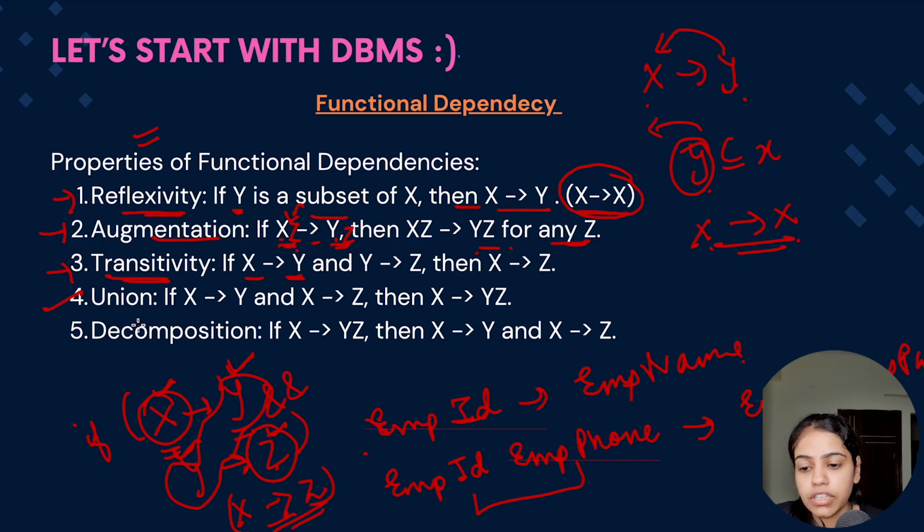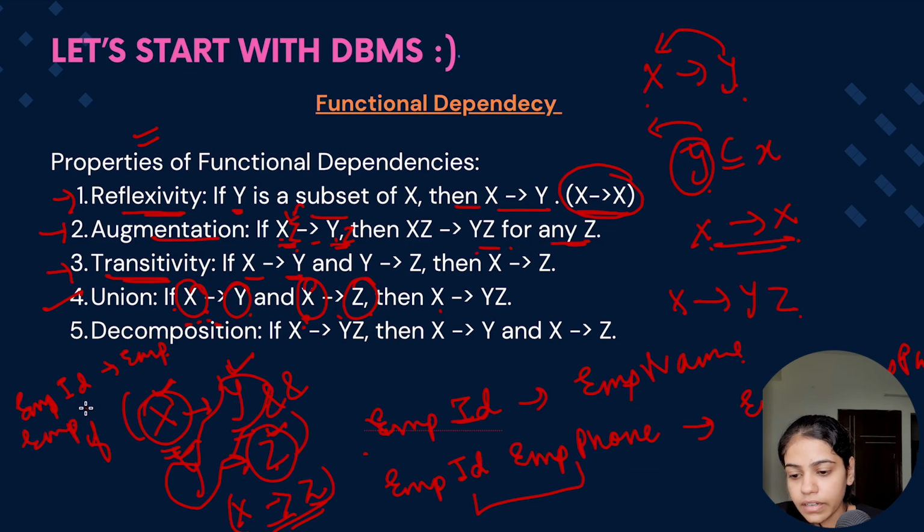Now the fourth one is union. What union says is, if X determines Y and X determines Z, since the LHS is common in both cases, we can say that X will determine YZ. So since employee ID determines the employee first name and employee ID determines the employee last name, we can say that employee ID can determine employee first name as well as employee last name. So there is a union which happens whenever the LHS is equal.